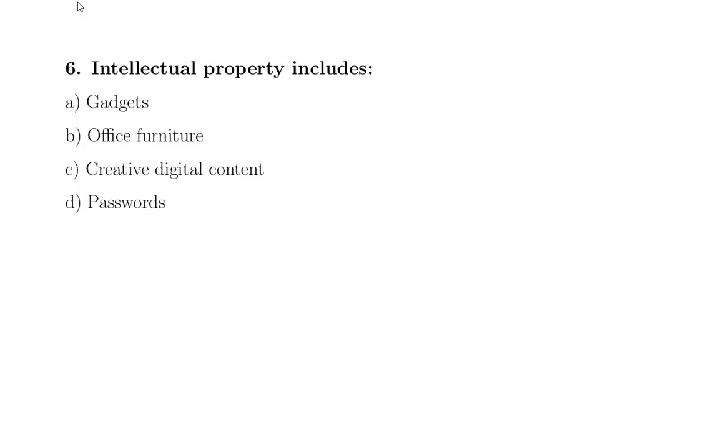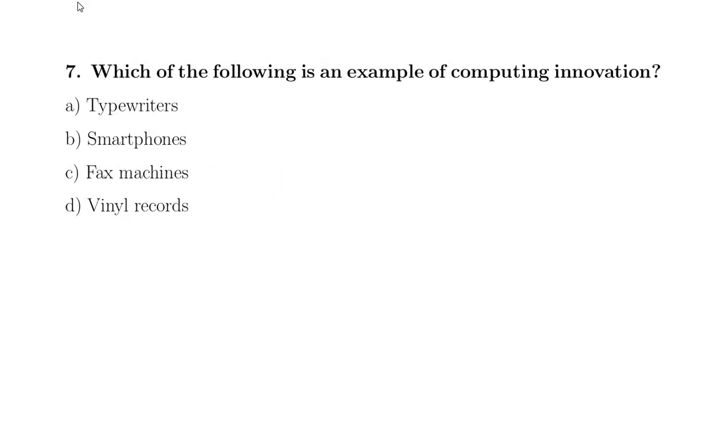Question number 6: Intellectual property includes gadgets, office furniture, creative digital content, and password. The correct option is intellectual property includes creative digital content. That is option C.